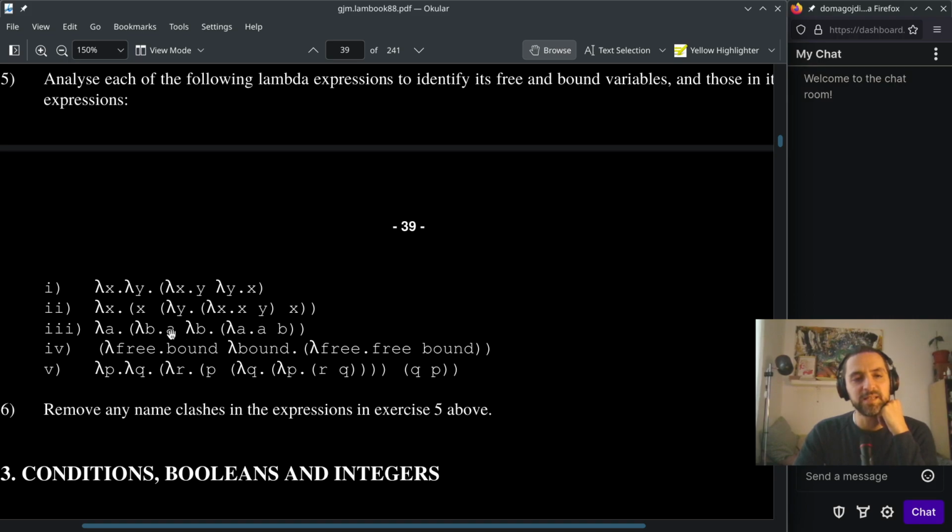So a is free, but bound outside with the a. Here we have lambda b dot the function name, and inside lambda a dot a being applied to b. So basically we have here an identity function applied to b, which is bound with this lambda b. But this b is not the same as this b. So I guess you could say b1 and b2. Yeah, because we have the same b's here.